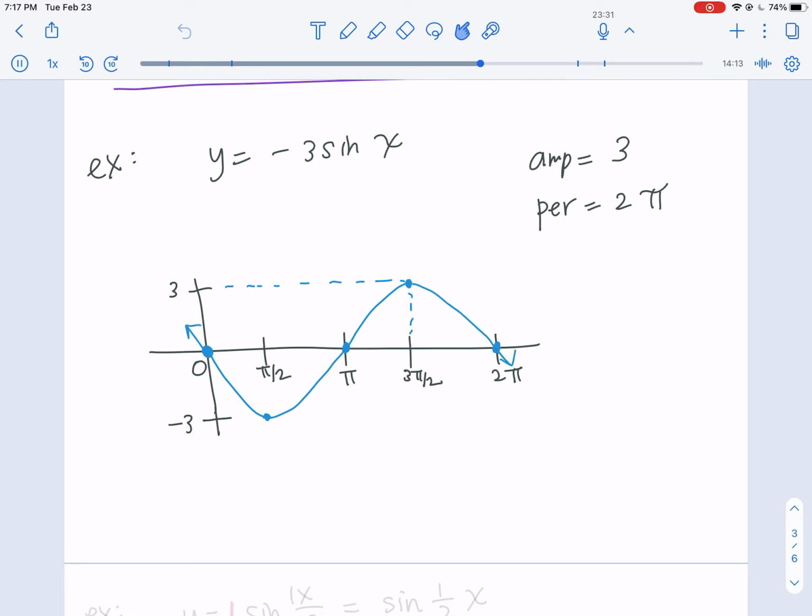There we go. So there is one period that I've graphed based on the function that was given to me.